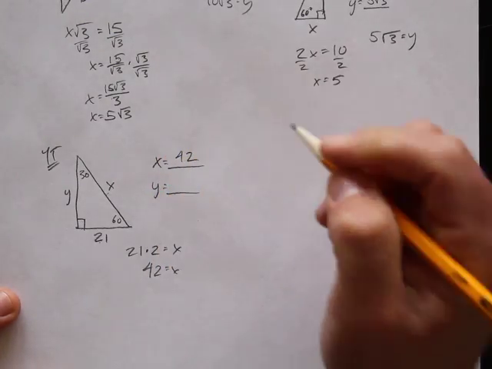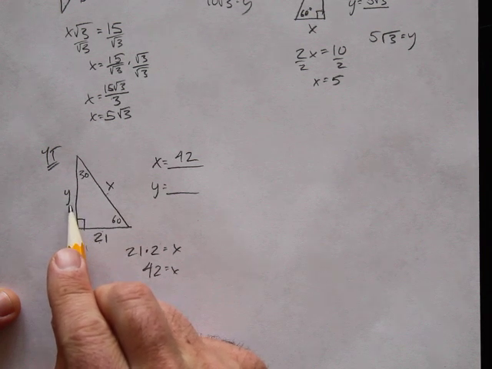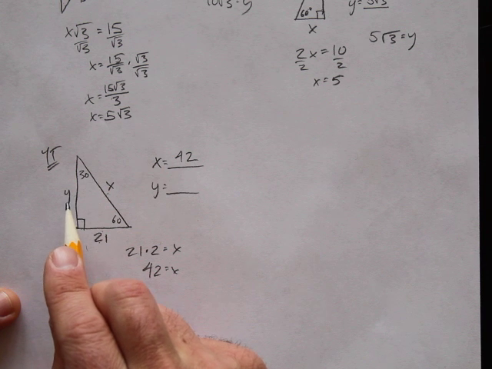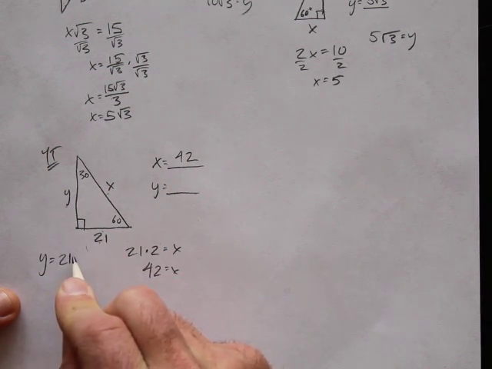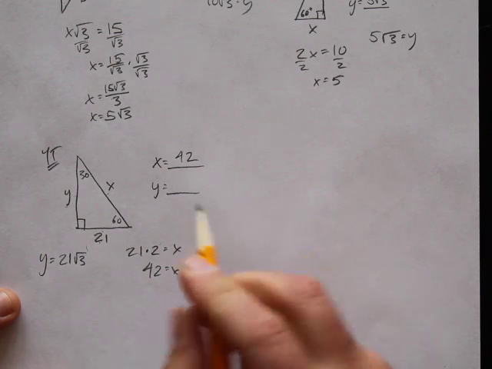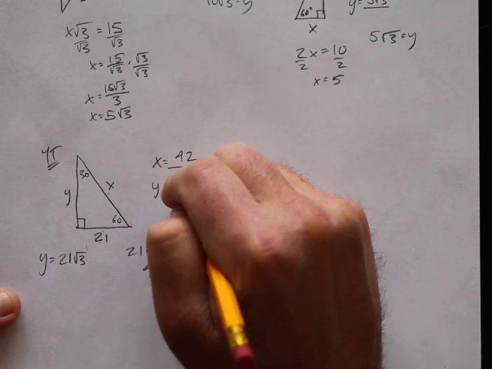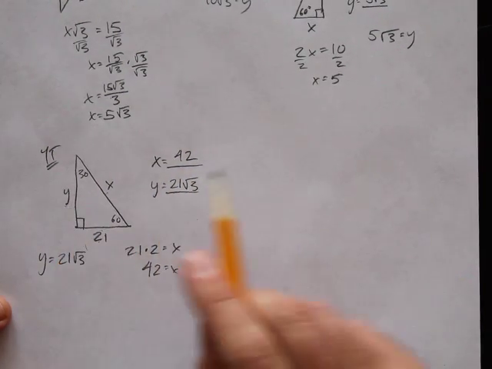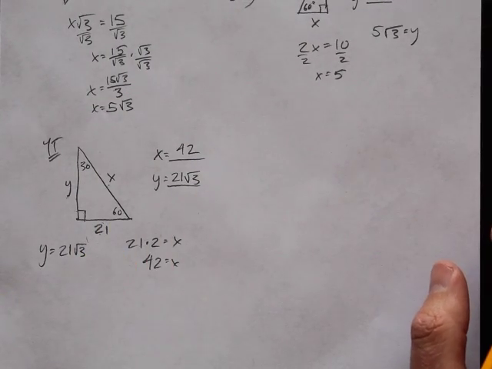So 42 is X. Now, the smaller side times the square root of 3 is my longer leg. So Y equals 21 times the square root of 3. There's nothing I can do to that one to simplify it at all. It's already simplified all the way. 21 times the square root of 3 is the longer leg, or the Y value.